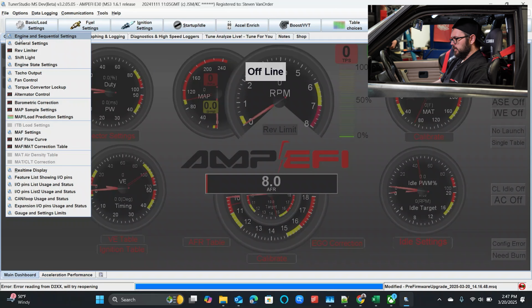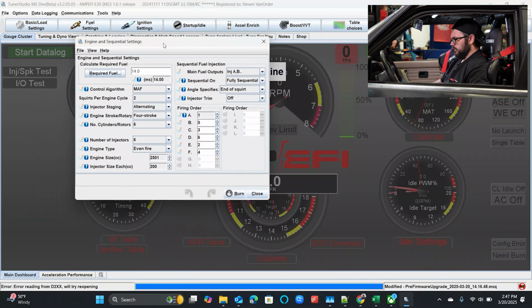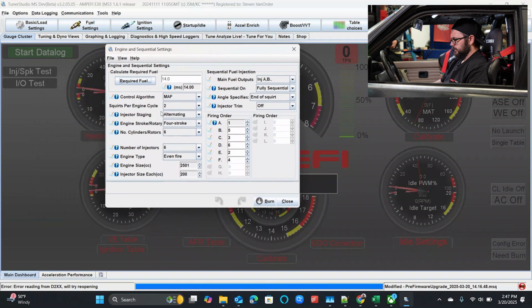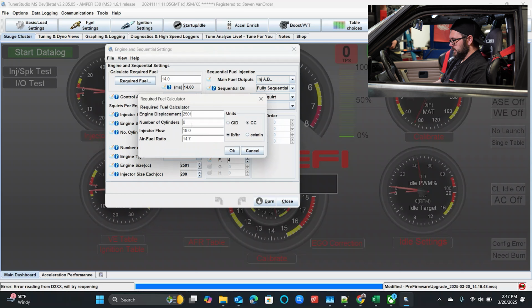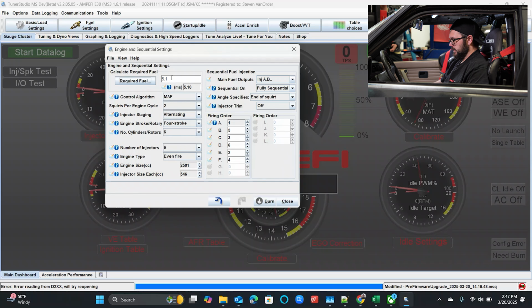So, engine and basic load, engine and sequential. Right here we're looking at required fuel. Now this engine is currently tuned on mass air. I'll change it over to a speed density tune when we're doing some idle stuff so you can see the differences. So we're going to go into required fuel, and you can see it's currently set for 19-pound injectors. We're going to go ahead and set this to 52. We're going to hit OK. You'll notice the required fuel changed.